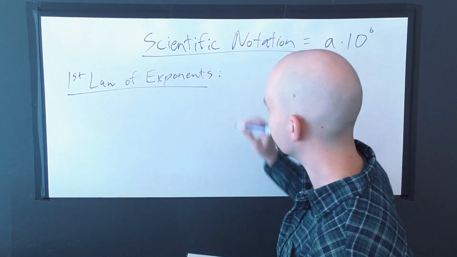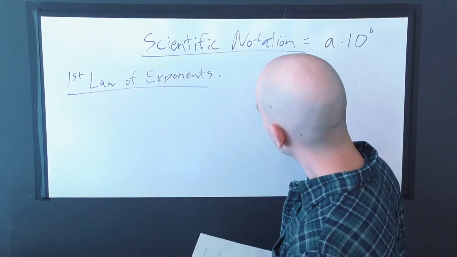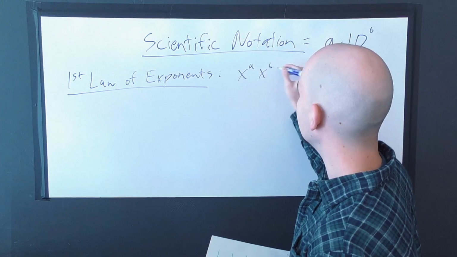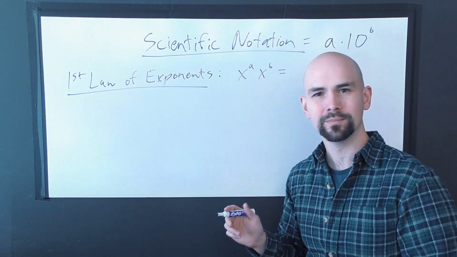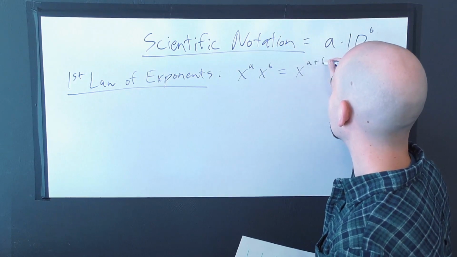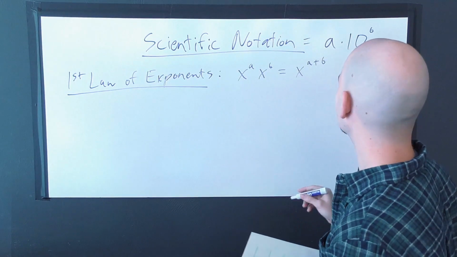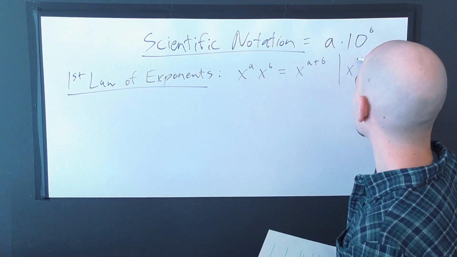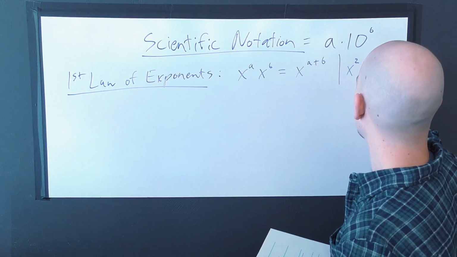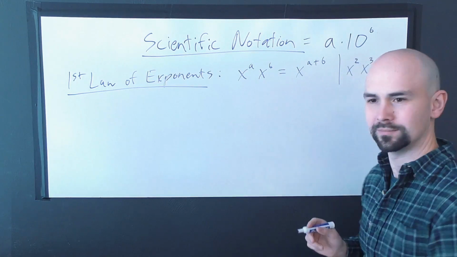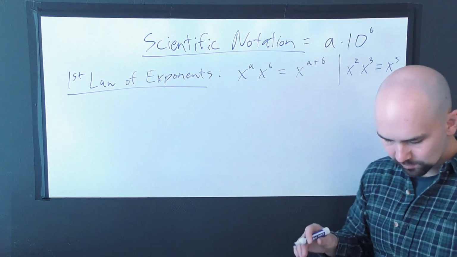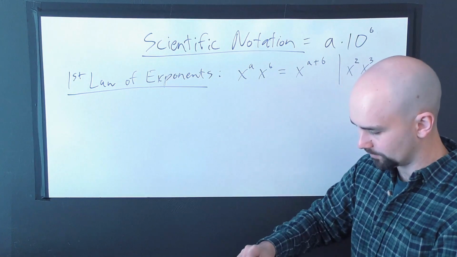This one says, if I have x to the power of a times x to the power of b, I can add their powers, and I get x to the power of a plus b. So, for example, if I had x squared times x cubed, it becomes x to the power of 5, 2 plus 3. All right, so now let's move on to the second law of exponents, which is in this lesson.